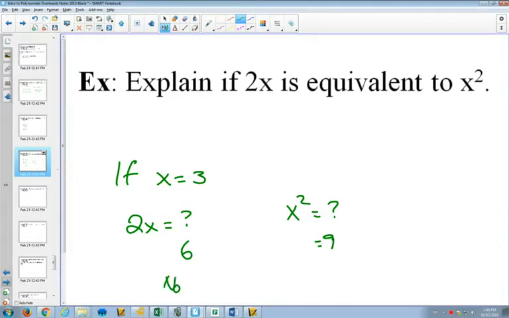So you can show with one example that they're not the same. Because if two things are equivalent, they have to work for every example. So if you can find one example where they don't work, that would show that they're not equivalent. Why would 2 be a bad example to use? Because 2 times 2 is 4, and 2 squared is also 4. So that wouldn't show that they're not equivalent. So you have to find a value that does show that they're not equivalent.